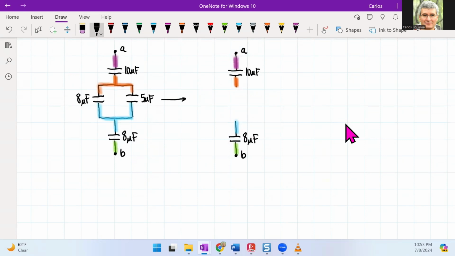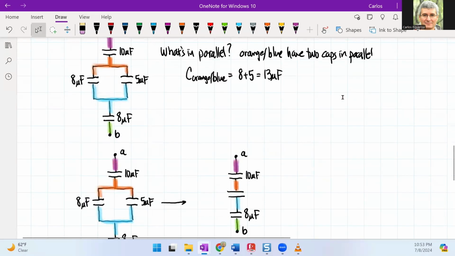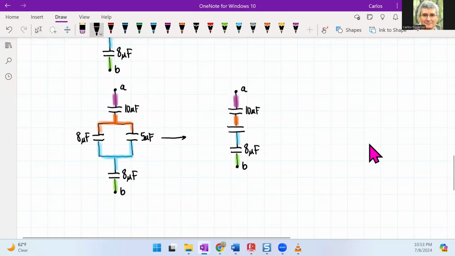So what do I have? I now have a new capacitor like this, and you can see that the value of this capacitor, which we just calculated, was 13 microfarads. This is the combination of 8 plus 5. So this is now 13 microfarads. So this now is my new circuit here.